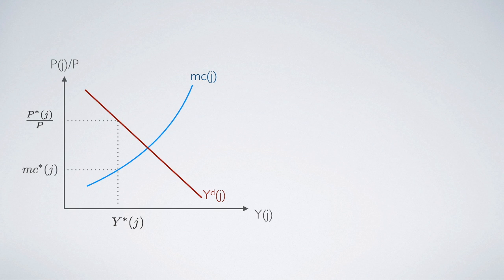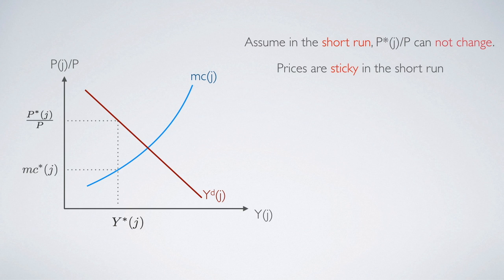Basically, based on what the price setup shows, we know that in reality, a lot of the time, a firm's pricing behavior is very straightforward. He simply puts a markup on the marginal cost of production. However, in the short run, it is very common that firms do not change their price. So we assume in the short run, this relative price cannot be changed. In other words, we would say that prices are sticky in the short run. So if somehow the price has to stay at P star over P for this firm J, what happens if aggregate demand YD increases, if everybody suddenly wants to buy more baskets?